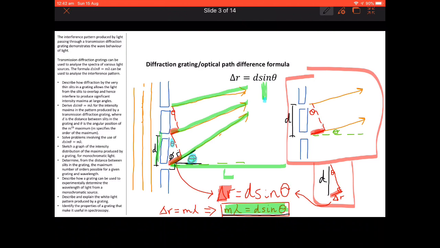The particular order of maxima also refers to the number of wavelengths difference between each successive wave path from a diffraction grating, so from the slits in a diffraction grating.